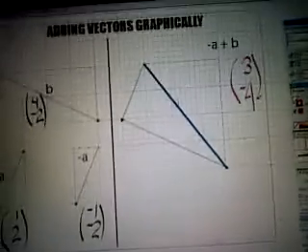So we have our column vector for negative A plus B. But how are we sure if we're correct? Can we find another way to calculate this? Yes, we can. We can actually use the column vectors and add them and see if we get back the same thing.